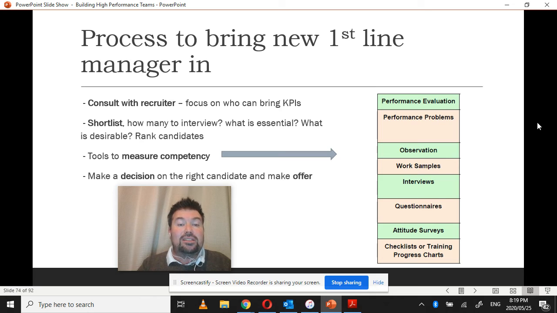And then we make a decision on the right candidate based on our interviews and work samples and observations and all that kind of thing. And then we're going to make them an offer. And so that will be the last stage. Yes, this is the person. We believe in what they do. They've got the essentials. We've seen them in work. We've interviewed them. That's the person I want. Now we've got to go and make them an offer.